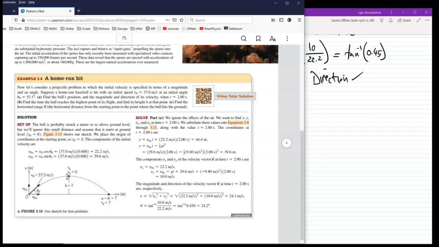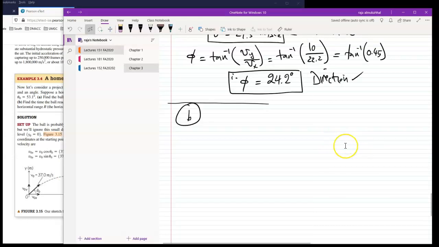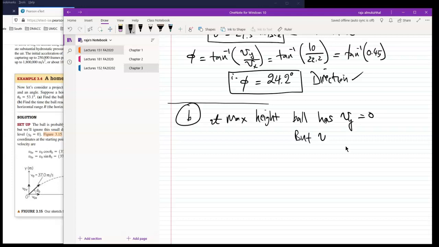It stops gaining height because v, the velocity in the y direction, becomes 0, not the x. That's why it keeps moving forward in the horizontal direction, but it stopped gaining height because vy is 0. You get that? So at max height, the ball has v sub y equals 0. But v sub x is the original, v naught x, invariant, doesn't change, right? So how does that help us?